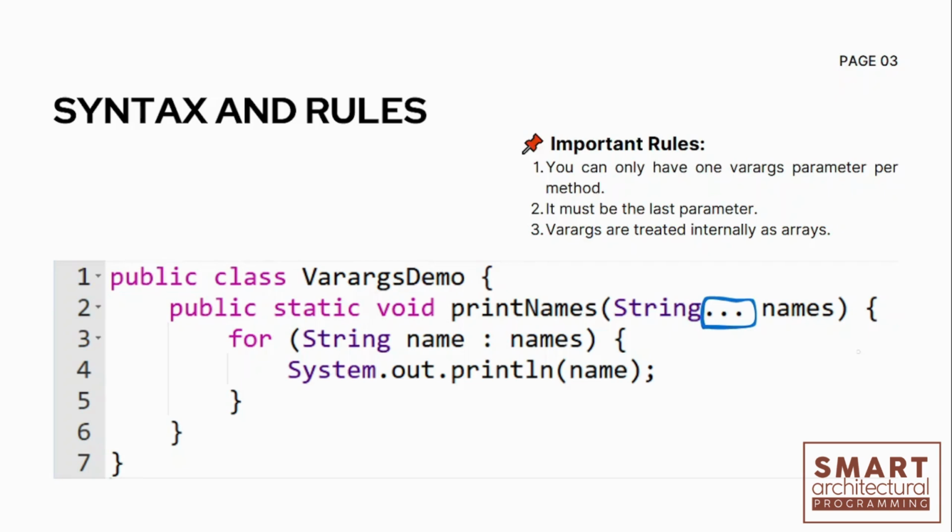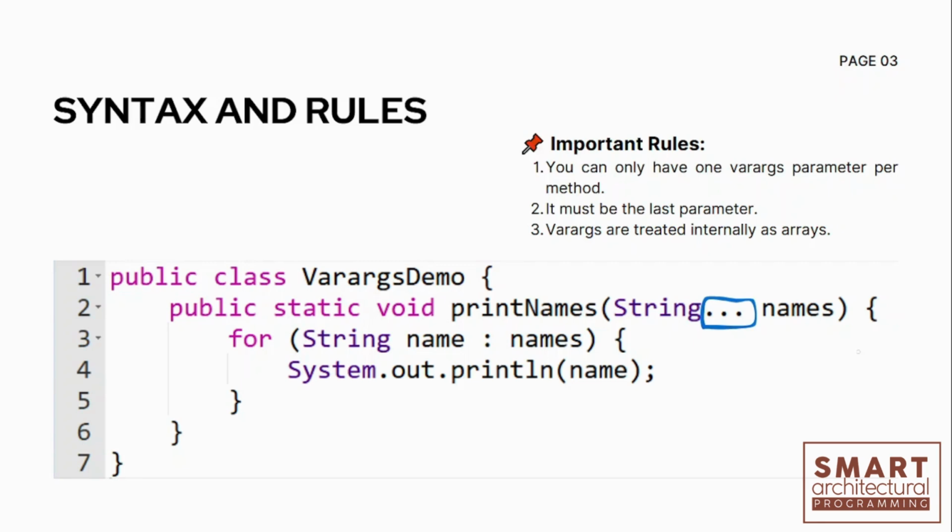But there are some important rules, as you can see on the right hand corner of the screen, that you must be familiar with when you're using Varargs. You can only have one Varargs parameter per method. You can't have more than one Vararg parameter per method. It must be the last parameter in the method. That's the syntax and the rules governing Varargs in Java. So it must always be the last parameter.